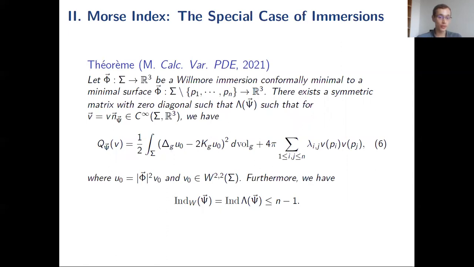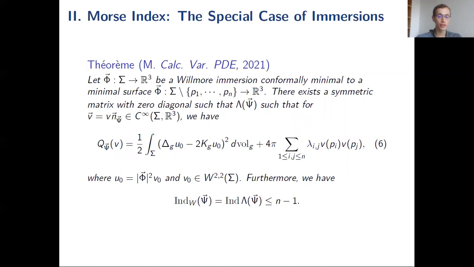And furthermore, we can find variations such that the first term, positive one, or non-negative one, will vanish. We show that the index is exactly the index of this matrix, which for the case of immersions happens to have a 0 diagonal. So its trace is 0 in particular, and the index is less than n minus 1.